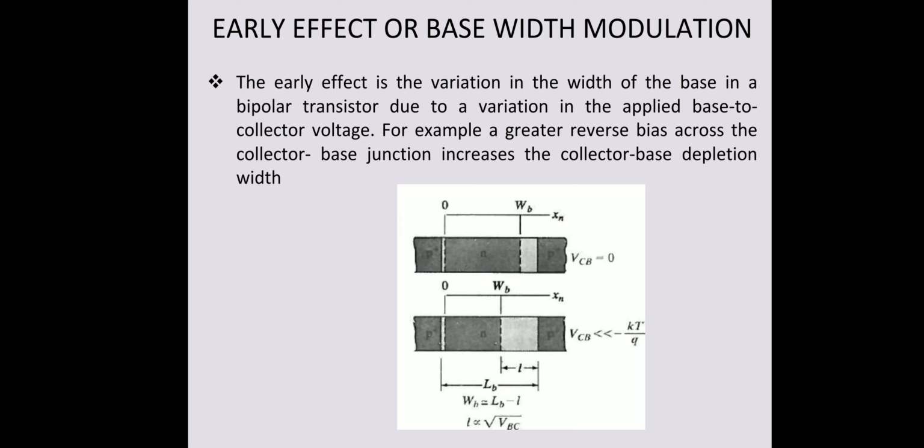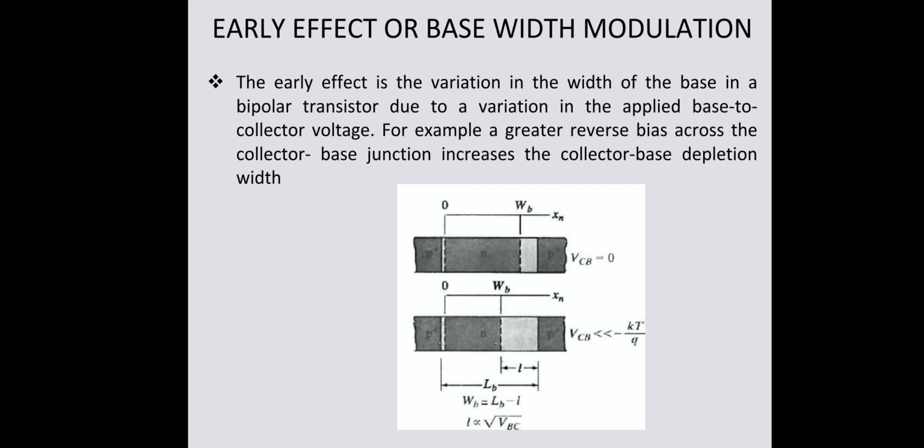So the early effect is the variation in the width of the base in a bipolar transistor due to a variation in the applied base to collector voltage. We are considering a transistor in common base configuration, in the active region of operation, so the emitter base junction is forward biased and the collector base junction is reverse biased.